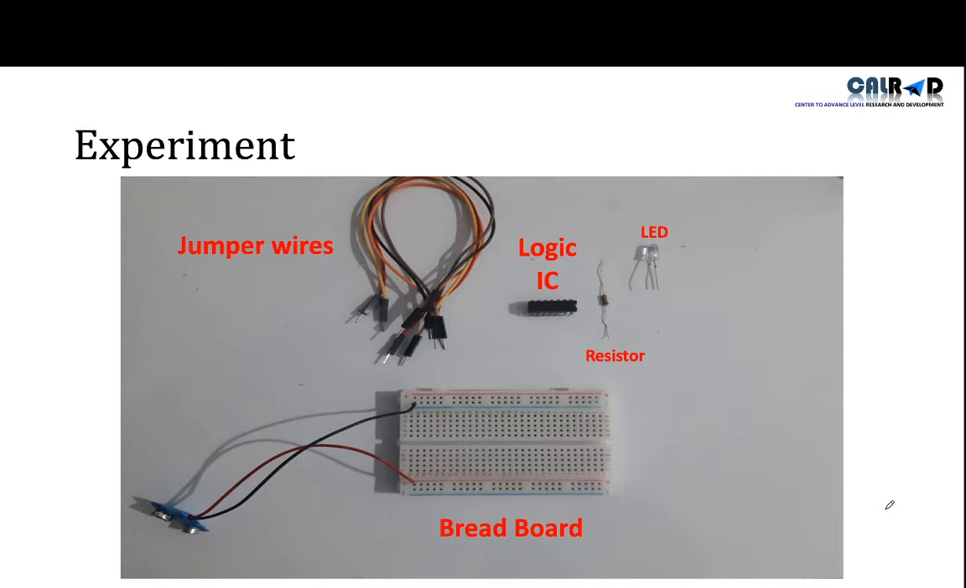What are the components we will be using for the experimental setup? The most important thing is a breadboard. It can be a mini breadboard or a full breadboard. The second important thing is the logic IC, because the IC is the main component, and without it we cannot perform the experiment. The third thing is a resistor. The fourth component is an LED, and the final one is jumper wires.